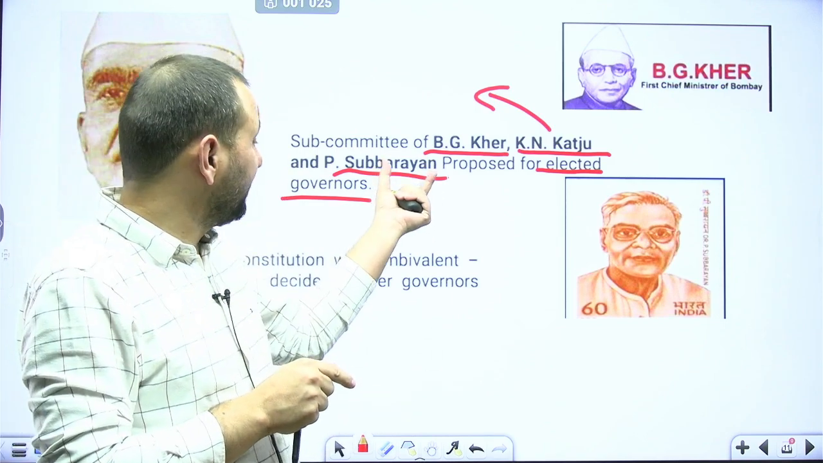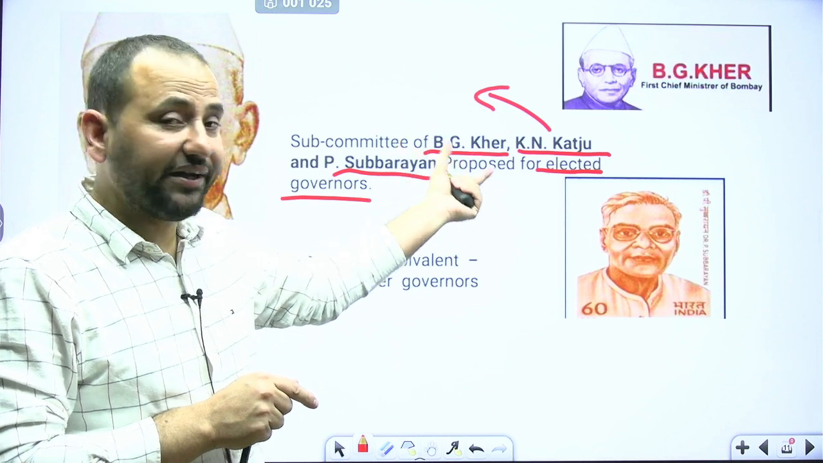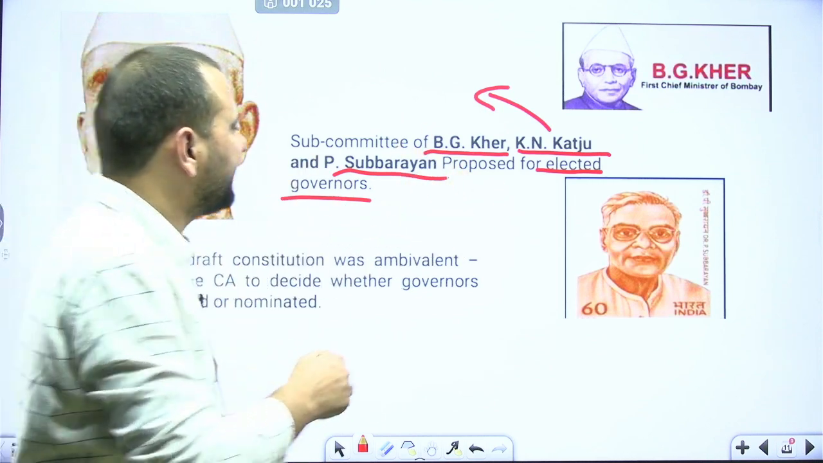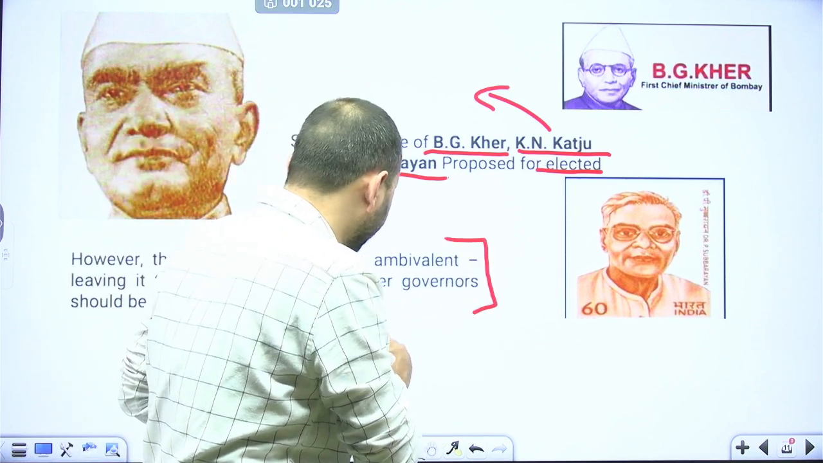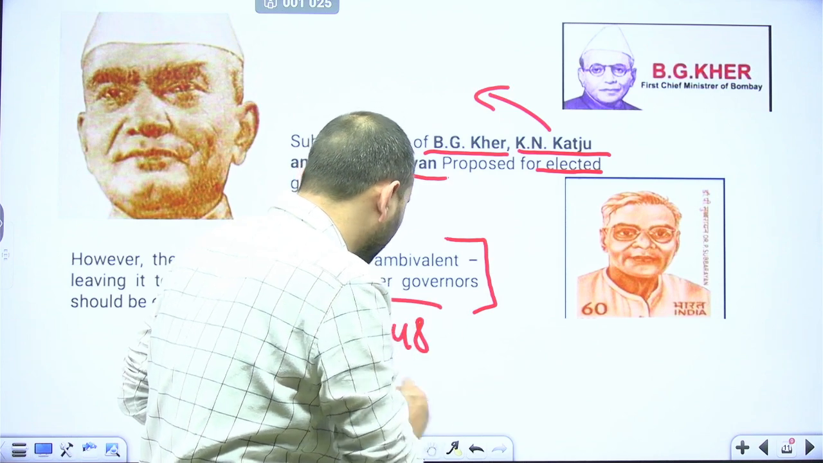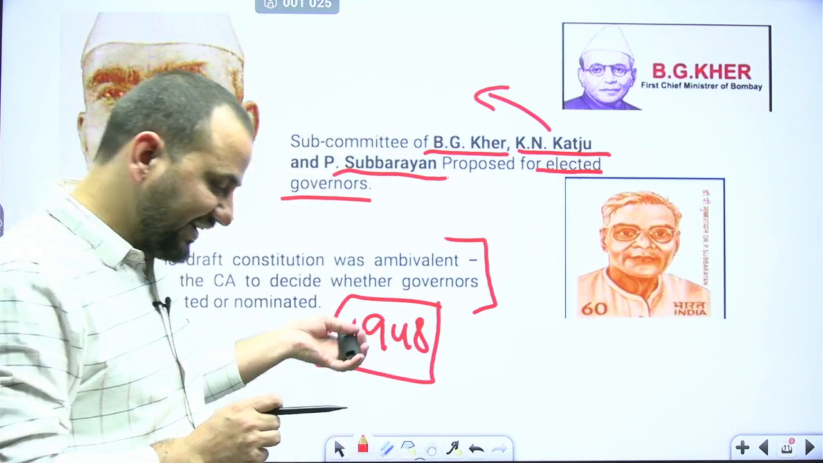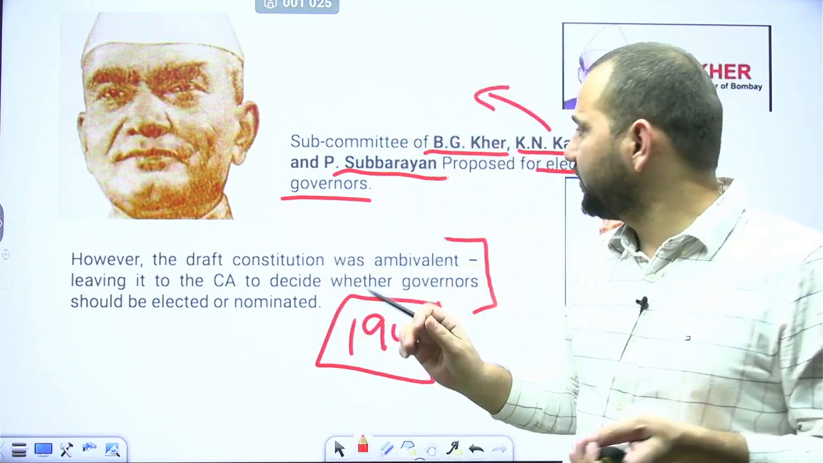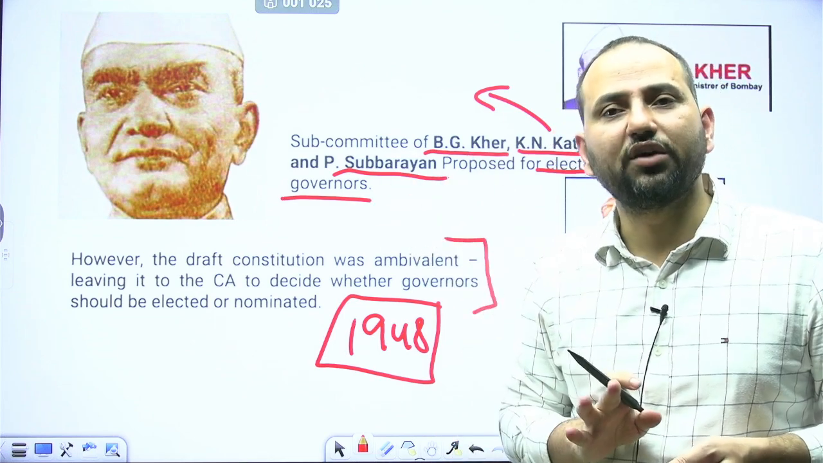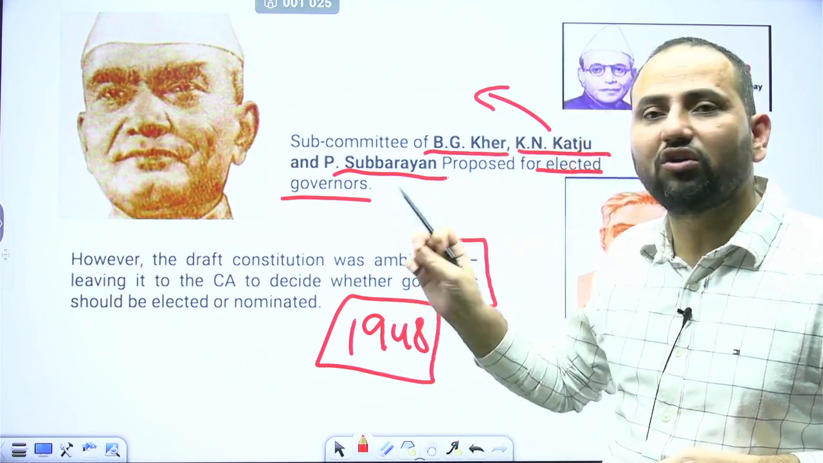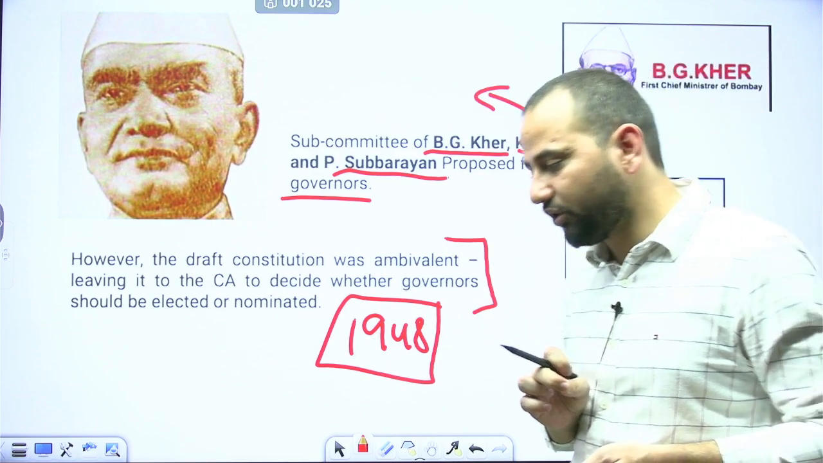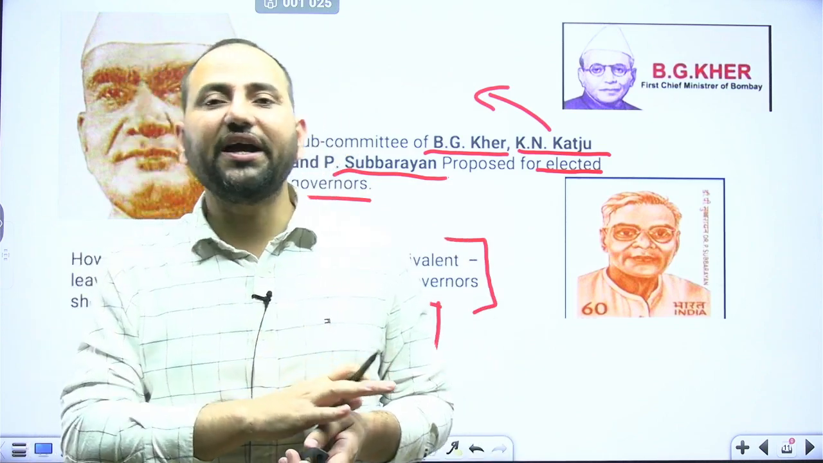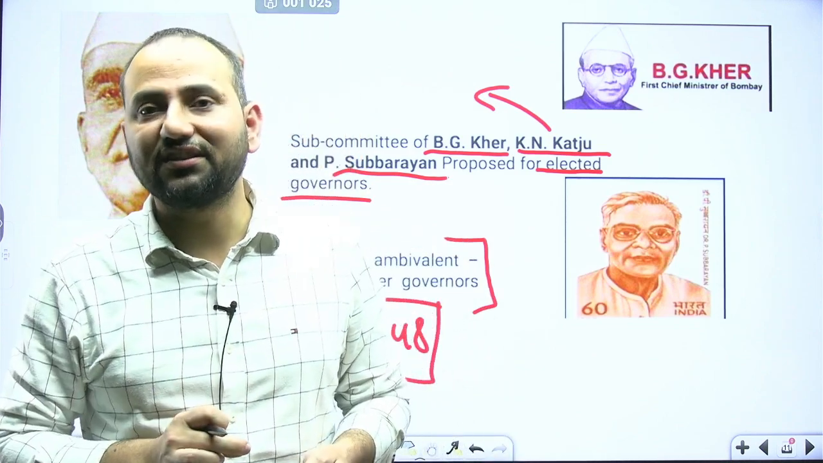And this subcommittee clearly recommended that there should be an elected governor. On the other hand, the first draft of the constitution which was presented in 1948 did not specify clearly on the issue of election or nomination of the governor. It was in the hands of the Constituent Assembly to decide what they needed to have. That is why we need to understand the opinions of different leaders of that time with reference to the office of governor.